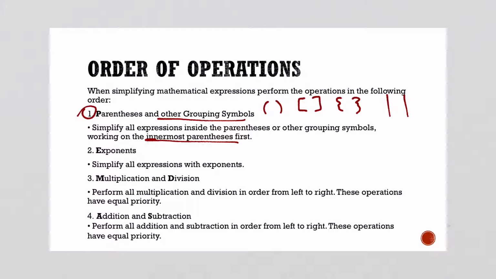The next thing that you would want to do is your exponents. Exponents are what we just talked about with the base and the exponent. Do those next. On the next order of operation, multiplication and division. Notice these are listed together, and it's important that you do them in order from left to right. If you do not perform your multiplication and division in order from left to right, I promise you, you're going to get the wrong answer. The last thing that you're going to do is addition and subtraction. Perform all addition and subtraction in order from left to right.